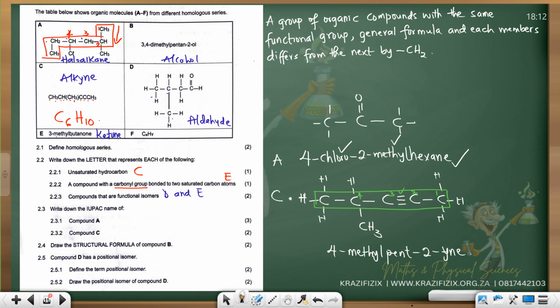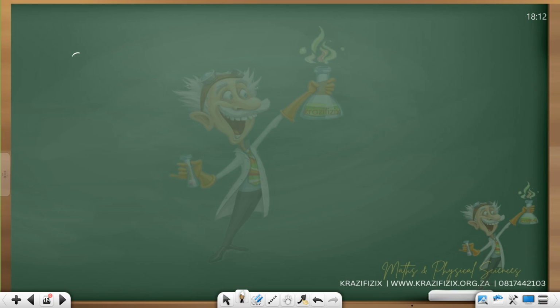Draw the structural formula of compound B. Did you get it right now, the table? B. Okay. 3,4-dimethylpentan-2-ol. Always start with the parent. Pent is 5, right? Pentan-2, which means 1, 2, 3, 4, 5. Pentan-2.